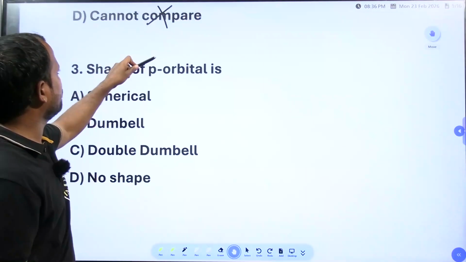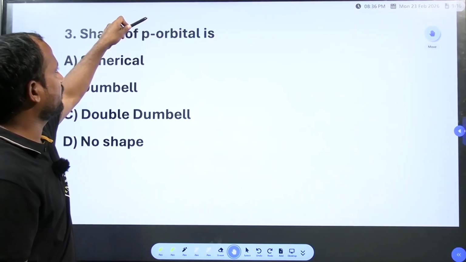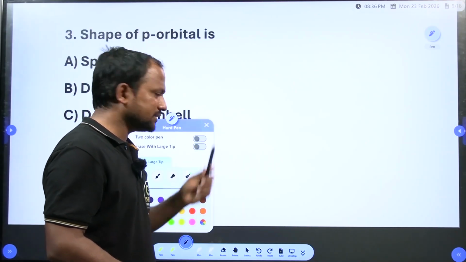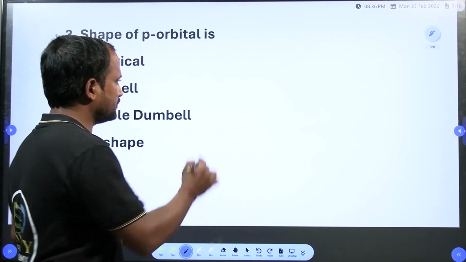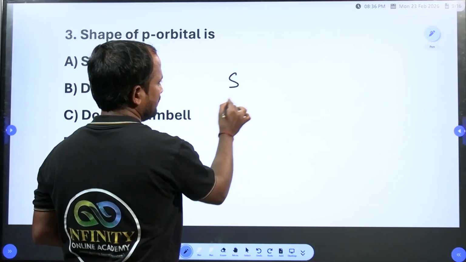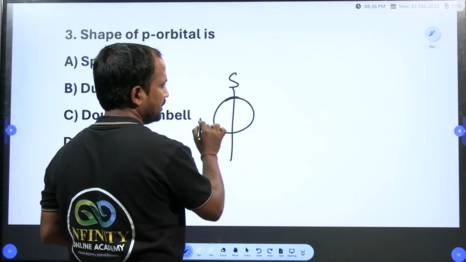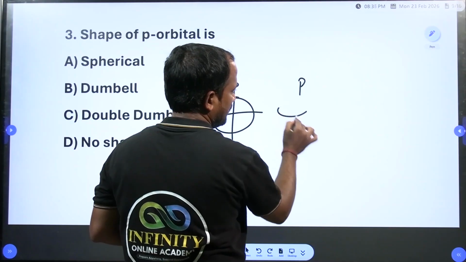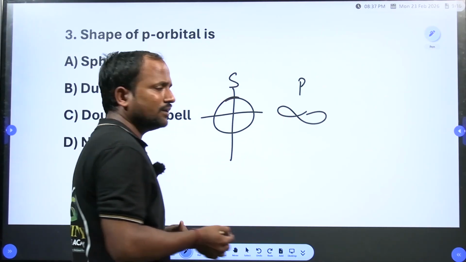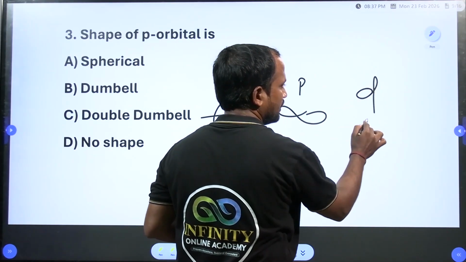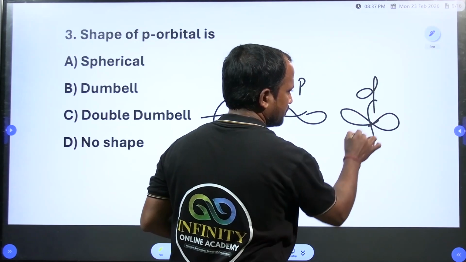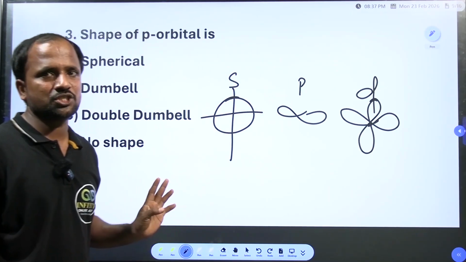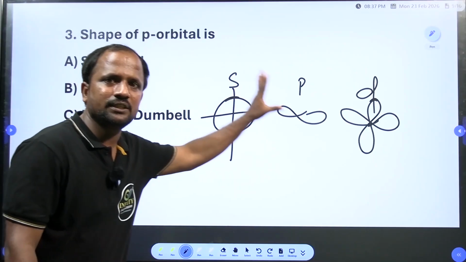Next, the shape of the p orbital. In the last session we discussed the shapes of the orbitals. For example, the s orbital has a spherical shape, p orbitals have a dumbbell shape, d orbitals have a double dumbbell shape, and f orbitals have a complex shape. So these all we discussed.